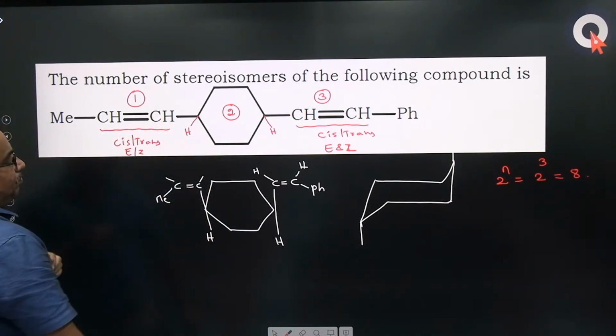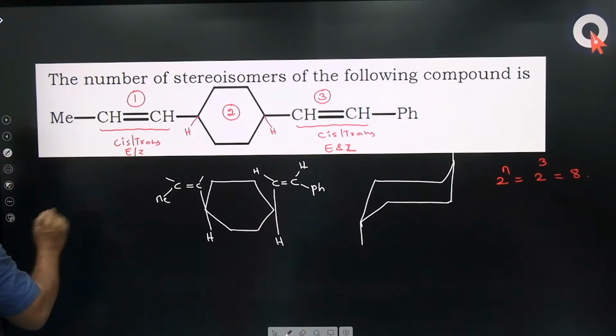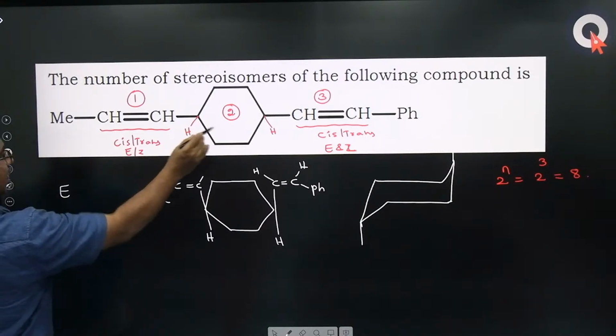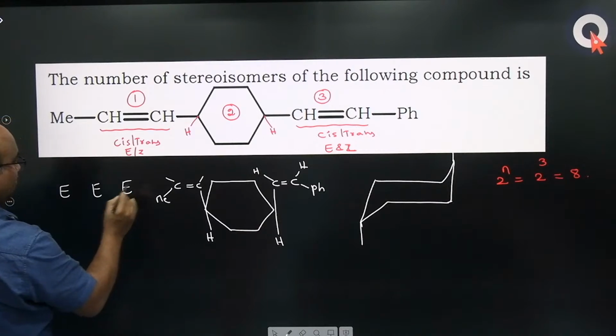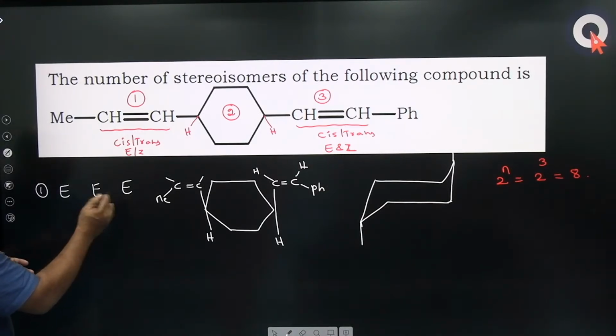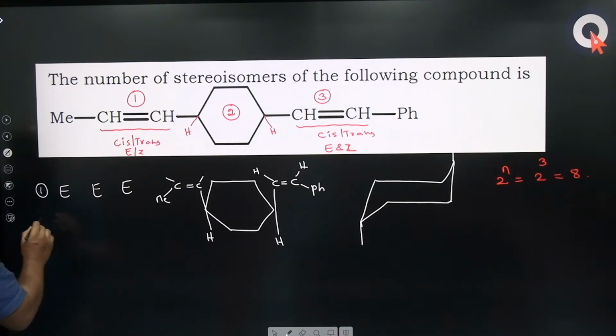So now here, instead of that, let us check like this even. You write like this. At this you are writing E. At this you are writing E. At this you are writing E. Let us say this is the first one. What we can do is, at the first one, you can keep the configuration the same. You can change the configuration at the second and third stereogenic centers. So how many can we have?